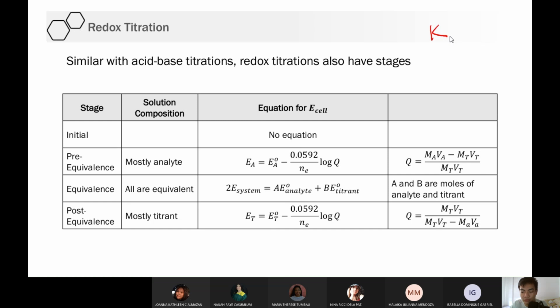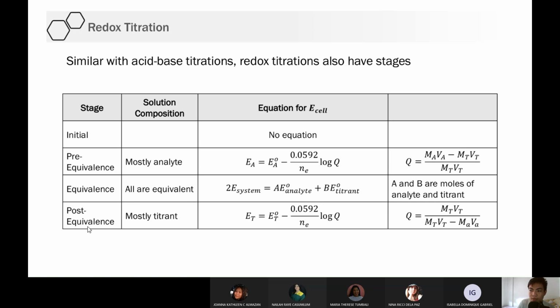Hindi kumpleto yung info mo about the concentration of the products over reactants. O, wala kang complete info about them kasi hindi mo alam yung ions nila initially. So walang equation na ginagamit doon. Okay. So typically kapag redox titration, always pre-equivalence, equivalence, and post-equivalence lang meron tayo. For initial, wala tayong equation for that. Okay? So wala talaga.